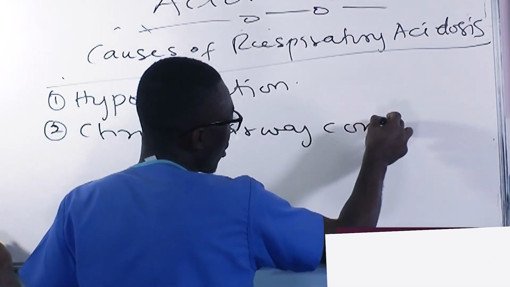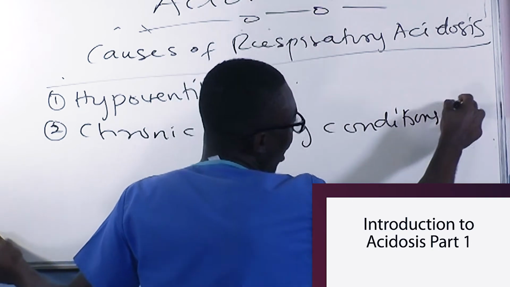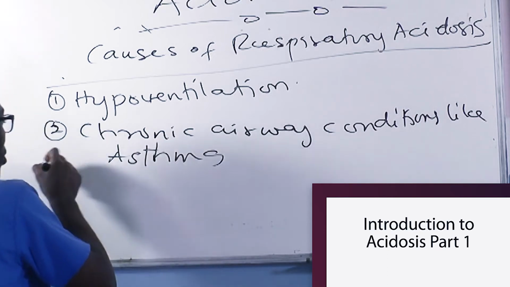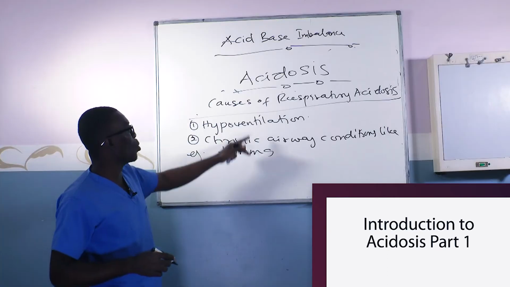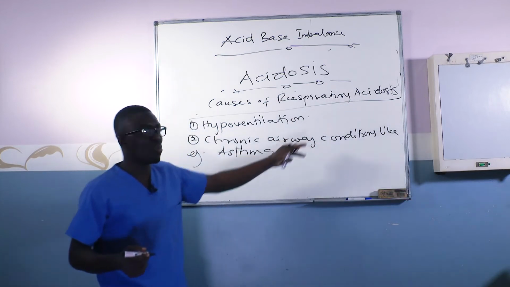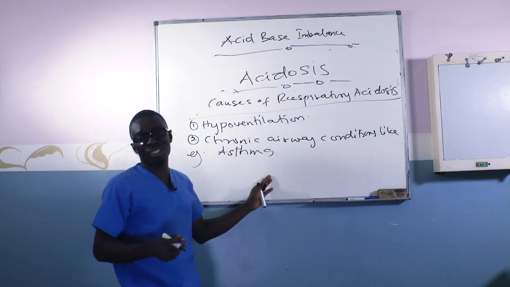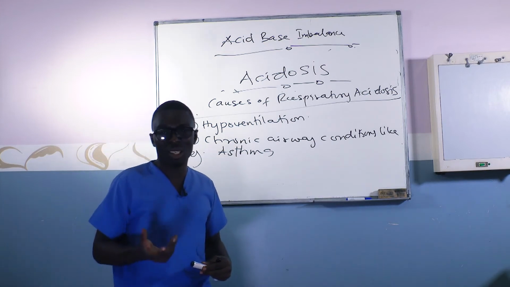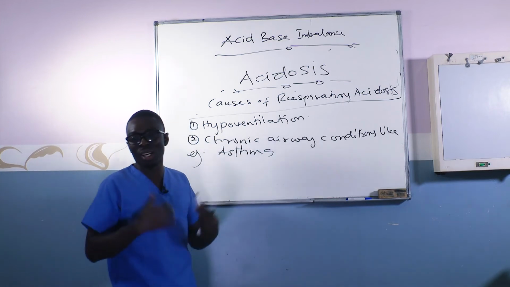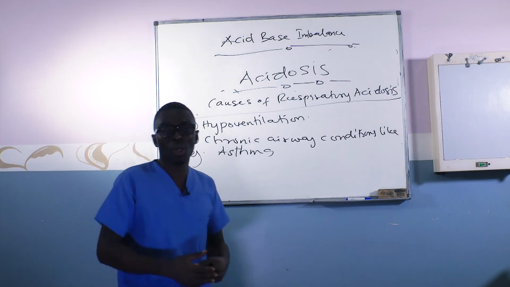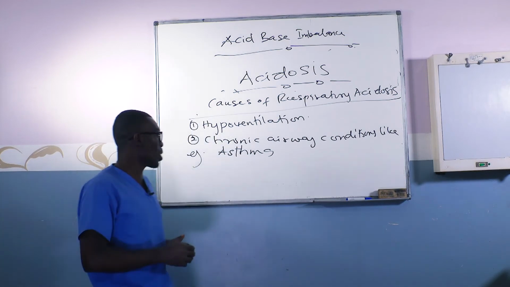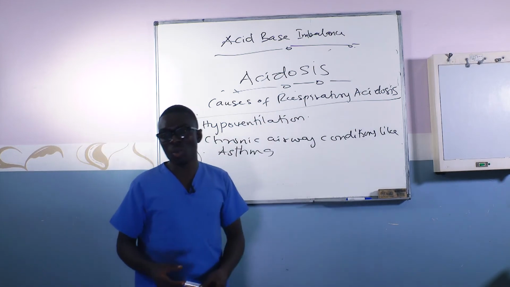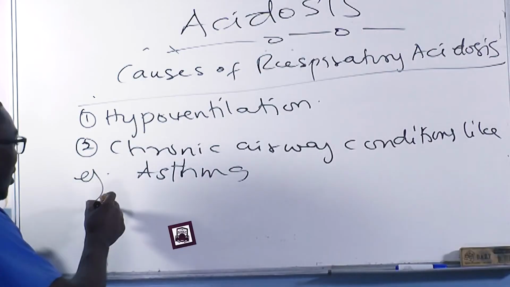Then there are also chronic airway conditions, like asthma. An asthmatic patient can also develop respiratory acidosis. This is because asthmatic patients have either inflammation or excessive secretion, so they are not able to exchange gas effectively due to exposure to an allergic substance or anything at all that they are allergic to. Then it leads to the occurrence of respiratory acidosis.